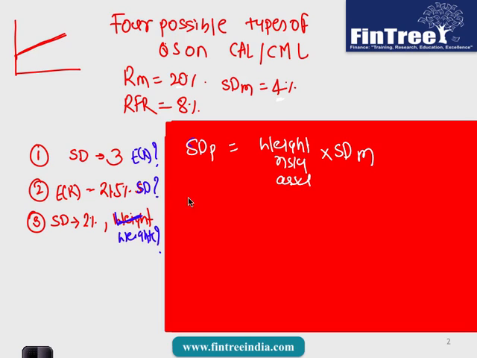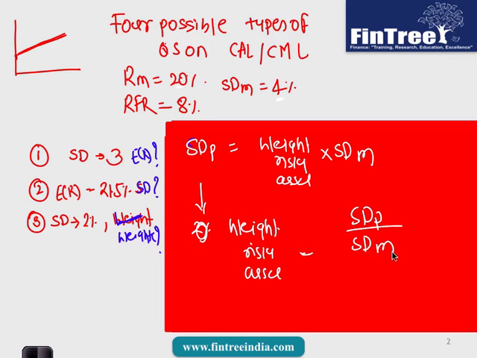Fine. Now client wants to take a risk of 2%. So we can just revise this formula and we can say weight of risky asset is equal to standard deviation of portfolio P divided by standard deviation of market. So in this case 2 divided by 4, allocation is going to be of 50% in risky asset.